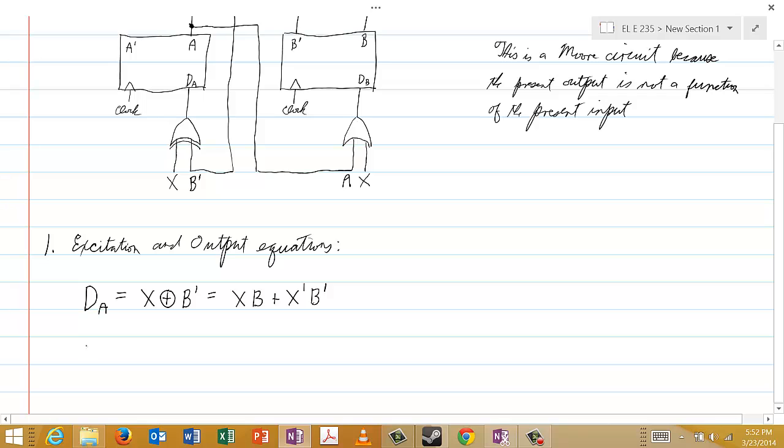And D sub B, well, D sub B is just the OR of A and X. So we have A ORed with X. And these two equations here constitute the excitation equations for this problem.